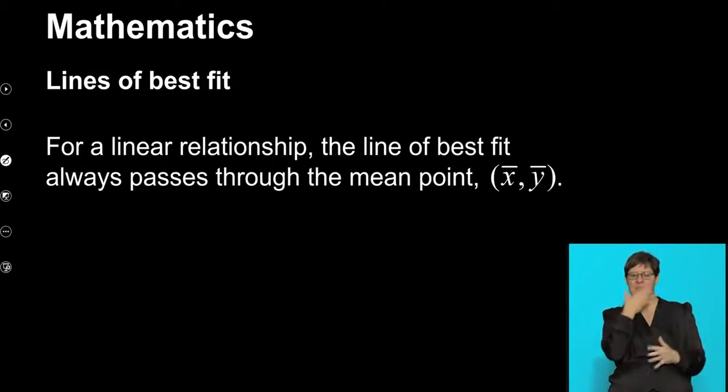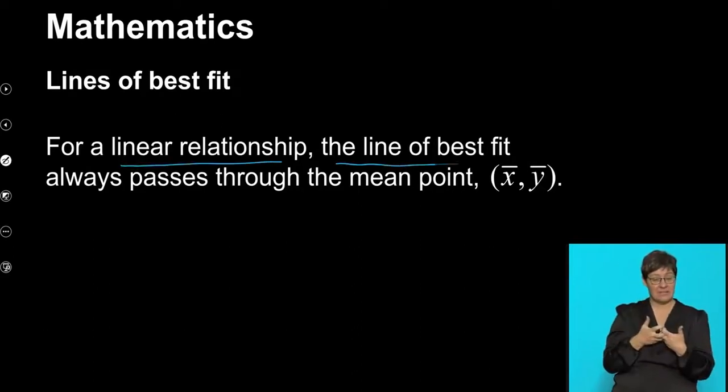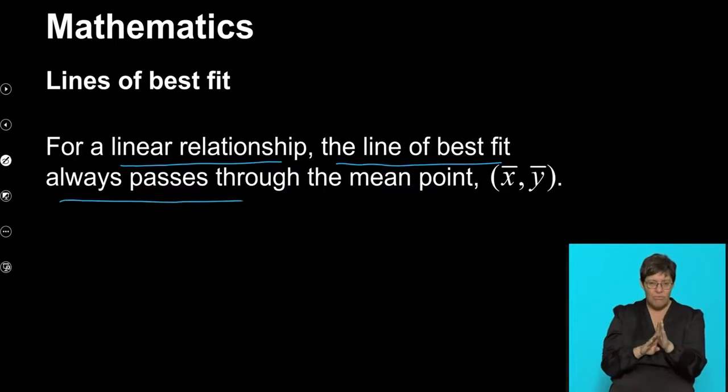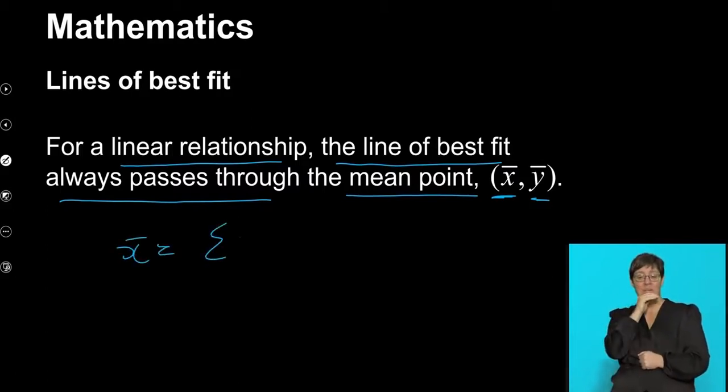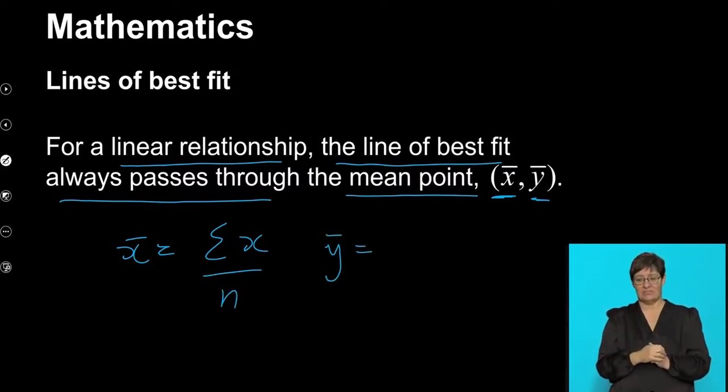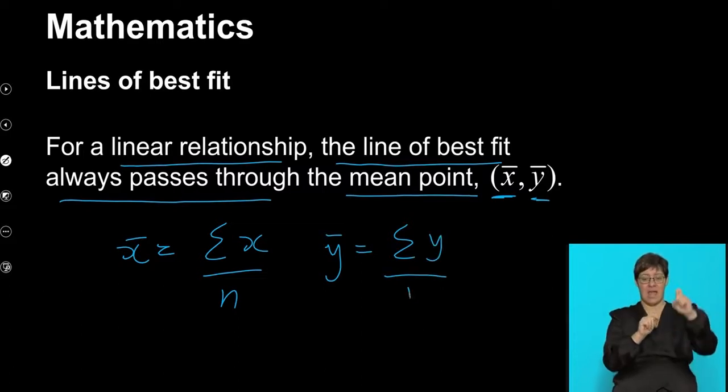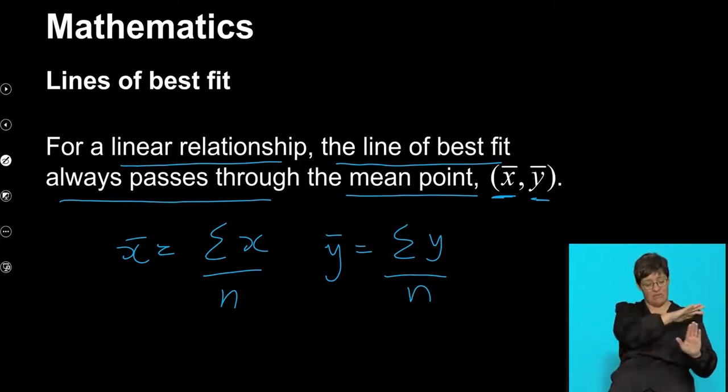So a line of best fit. For a linear relationship, the line of best fit always passes through the point x bar, y bar. What is x bar, y bar? Those are the means, the averages. Remember that x bar is given by sigma x over n, and y bar is given by sigma y over n. What does that mean? This is the average of x, and this is the average of y.